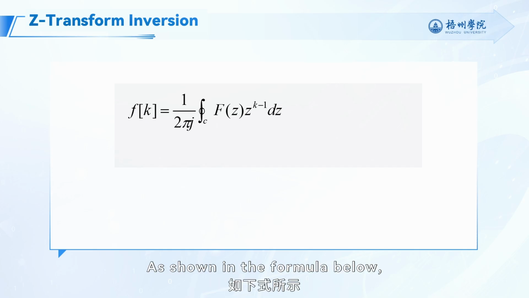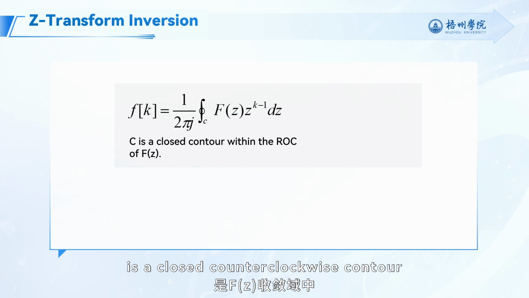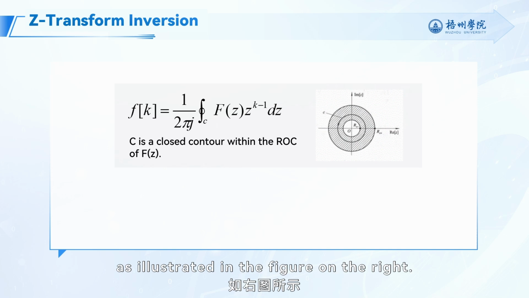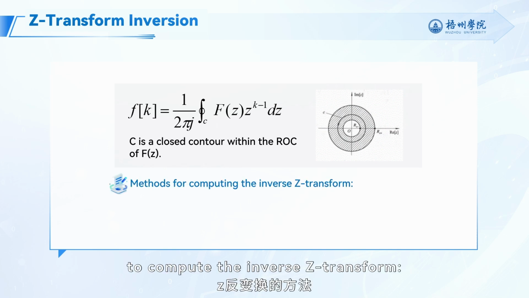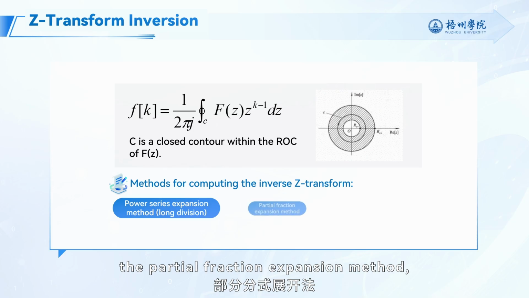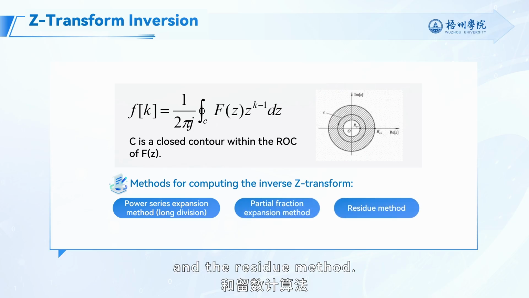As shown in the formula below, the inverse Z transform is defined using a contour integral, where the integration path C is a closed counterclockwise contour inside the ROC of F(z) that encloses the origin, as illustrated in the figure on the right. There are several methods to compute the inverse Z transform: the power series, long division method, the partial fraction expansion method, and the residue method.